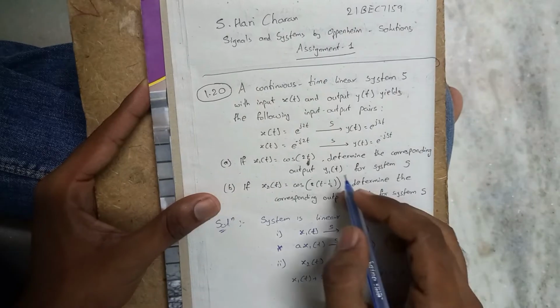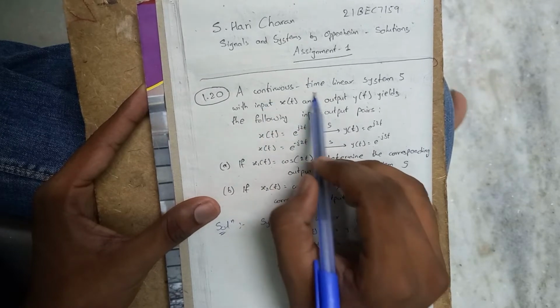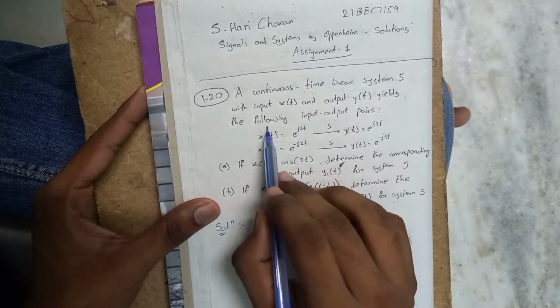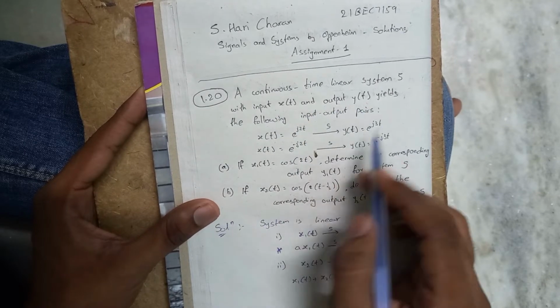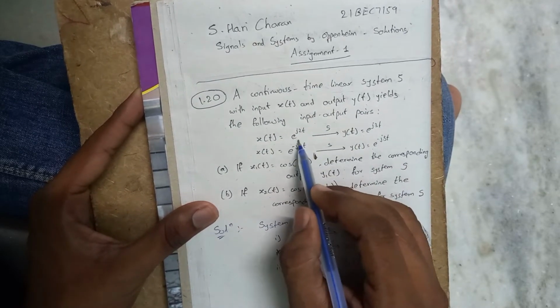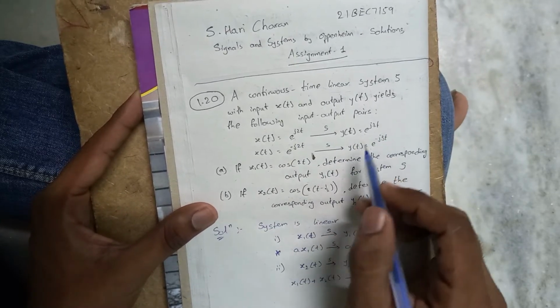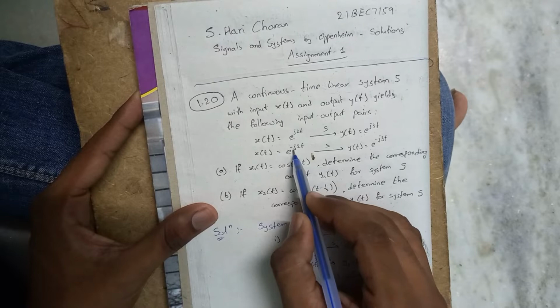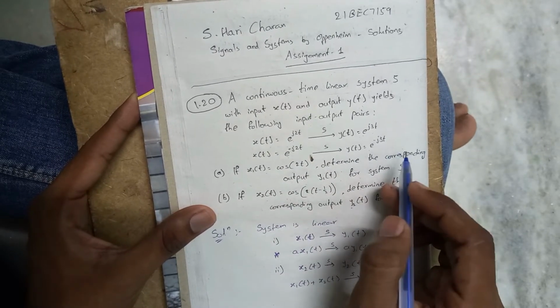I am going to discuss question number 1.20 from the book Signals and Systems by Oppenheim. So this is the question 1.20. A continuous time linear system S yields the following input-output pairs. For the input e power j2t, the output will be e power j3t. And for the input e power minus j2t, for the system S, the output will be e power minus j3t.